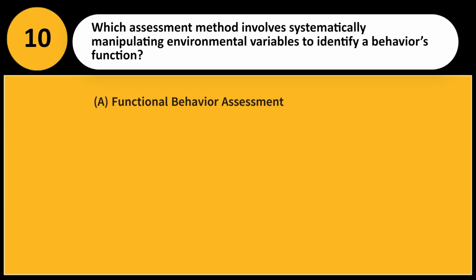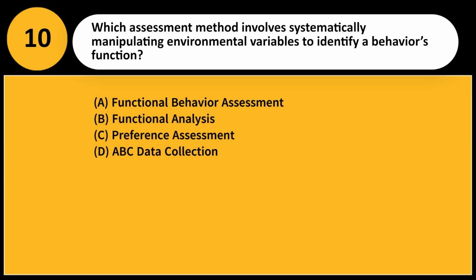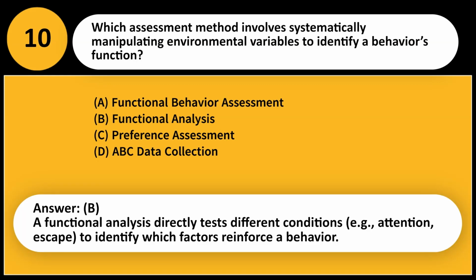Which assessment method involves systematically manipulating environmental variables to identify a behavior's function? A. Functional behavior assessment. B. Functional analysis. C. Preference assessment. D. ABC data collection. Answer B. A functional analysis directly tests different conditions, e.g., attention, escape, to identify which factors reinforce a behavior.